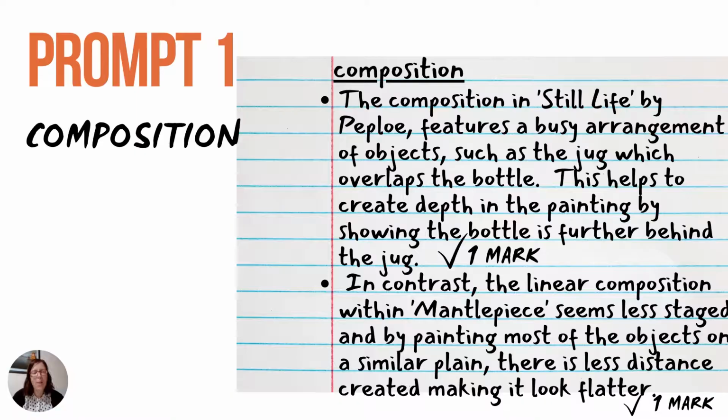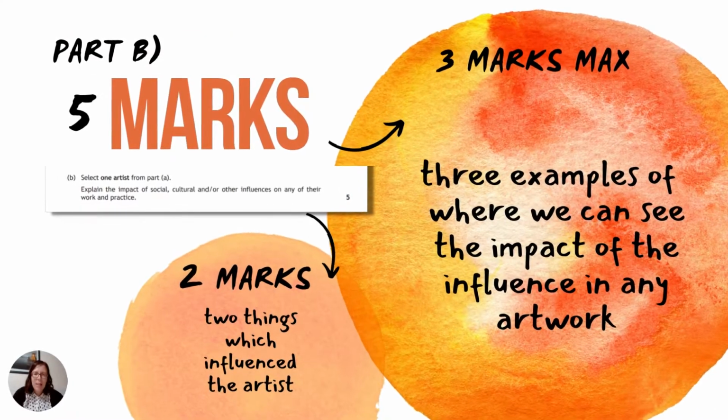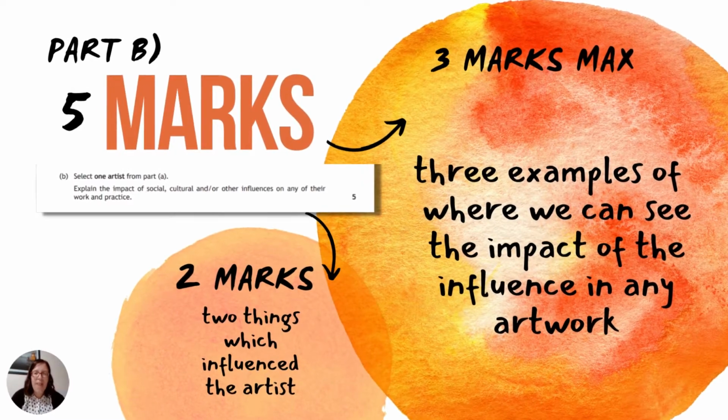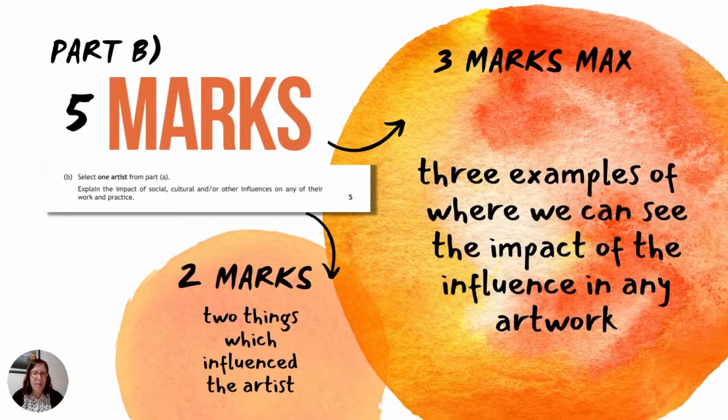Now we're going to have a look at part B. The second part of this question is worth 5 marks, and I would recommend that you spend about 9 minutes on this. It's asking you to choose one of your artists. So the chances are that in class, you'll only have looked at influences for one of the artists.